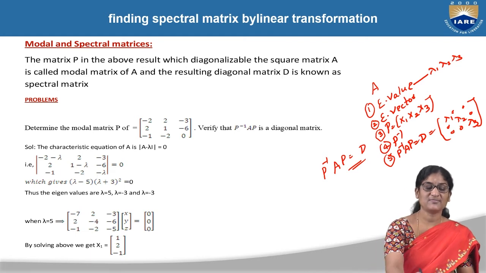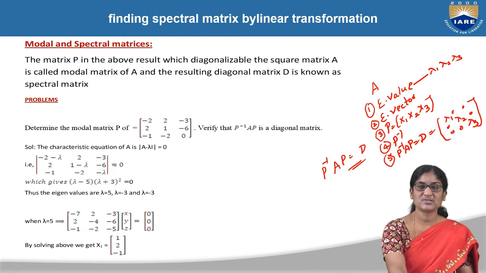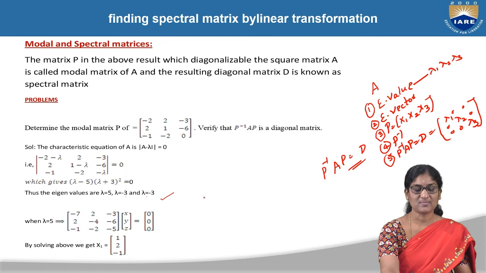So going to the first step, we need to find out the eigenvalues. How to find them? It is given by determinant of A minus lambda I is equal to 0, where lambda is the eigenvalue that we need to find. Here we are going to get the equation (lambda minus 5) into (lambda plus 3) whole square is equal to 0, so lambda is equal to 5, -3, -3.